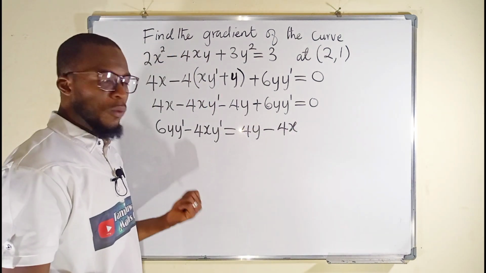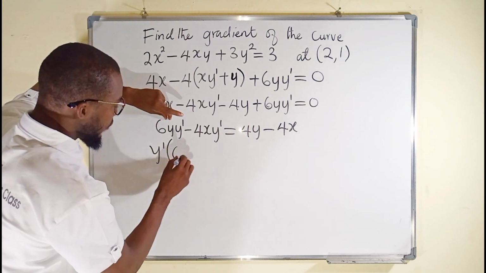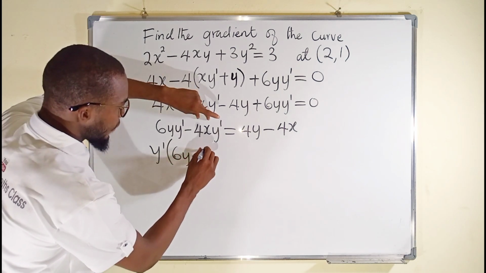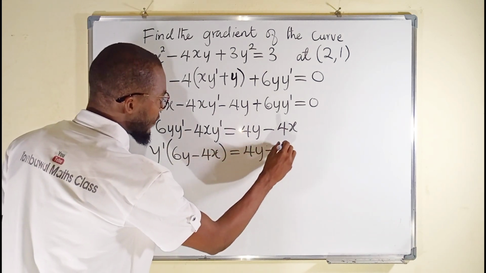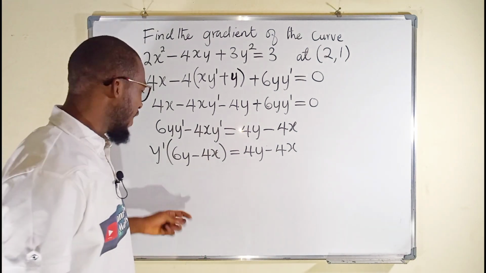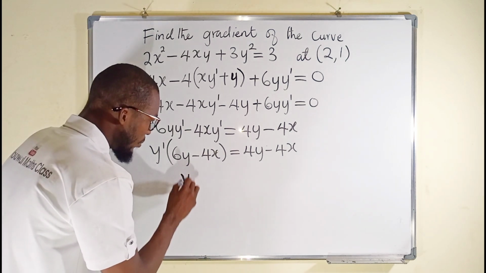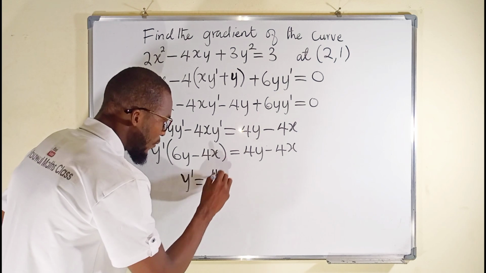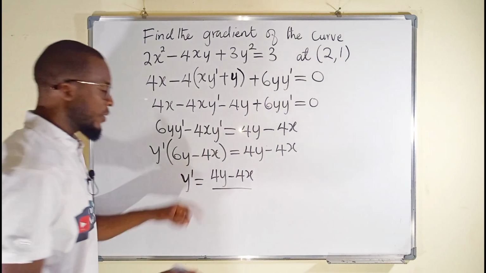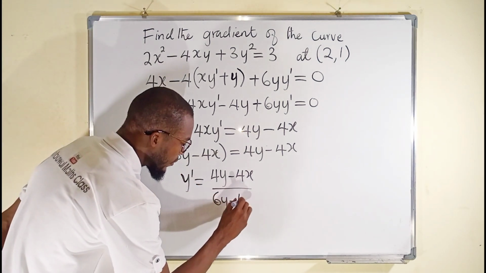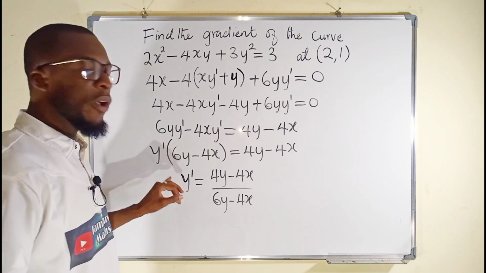Now we are going to factor out y prime here. We have y prime outside, then inside. For the first term here, we are left with only 6y. Minus here we have 4x. And this is equal to 4y minus 4x. Next, we divide both sides by 6y minus 4x, leaving only y prime to the left. So we have y prime to the left, and this is equal to 4y minus 4x divided by 6y minus 4x. Now we have just obtained the derivative, which is dy over dx.